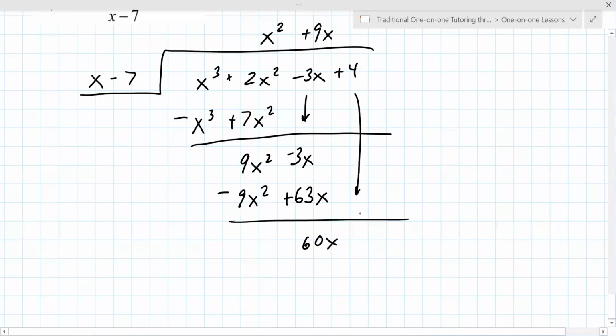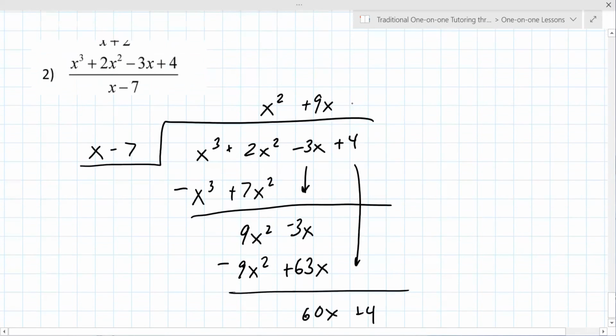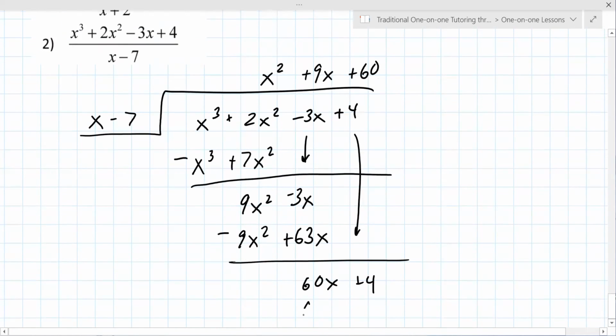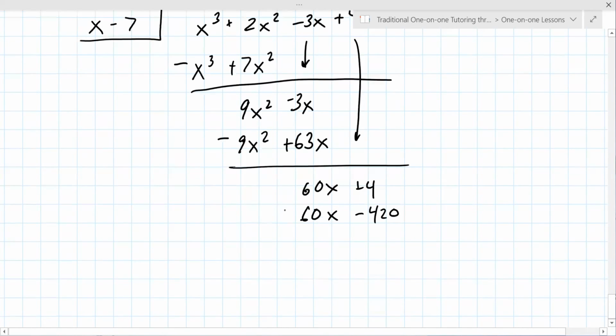60x, bring the 4 down. So how do you get 60x from x? We have to multiply by 60. See, it's some big numbers because your instructor didn't choose well here. Maybe that was intentional. So minus 420. And then again, you change the sign. So negative, positive. This one was kind of odd that it was always negative, positive, but that's the way this works out. So 424, this is your remainder.